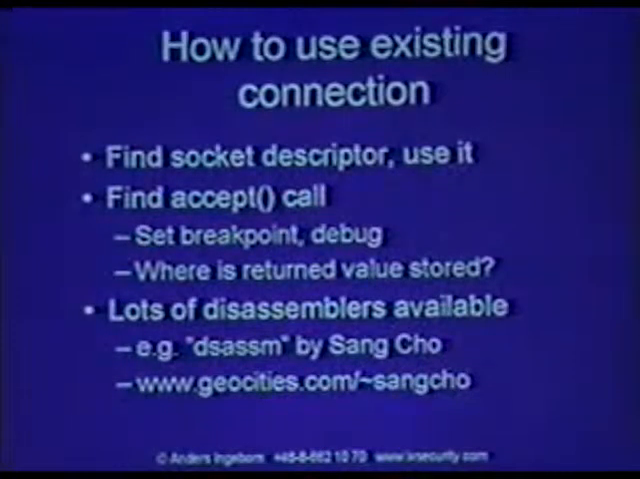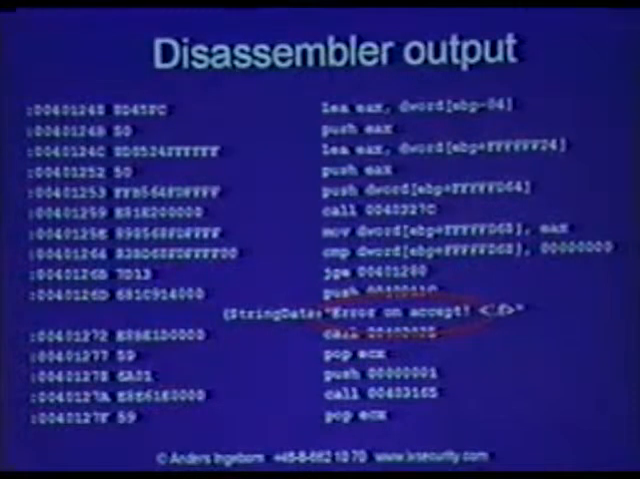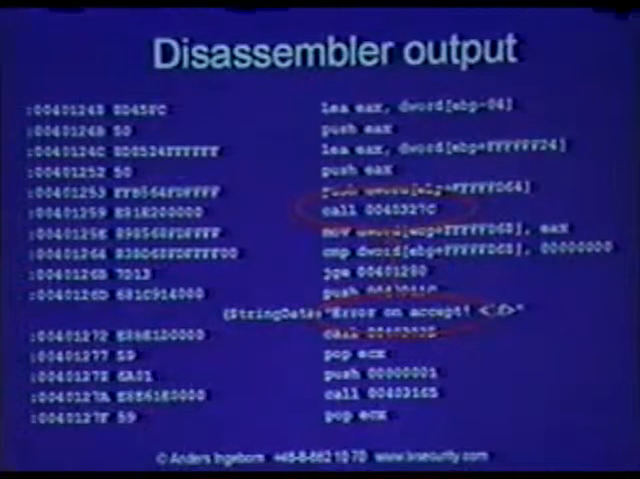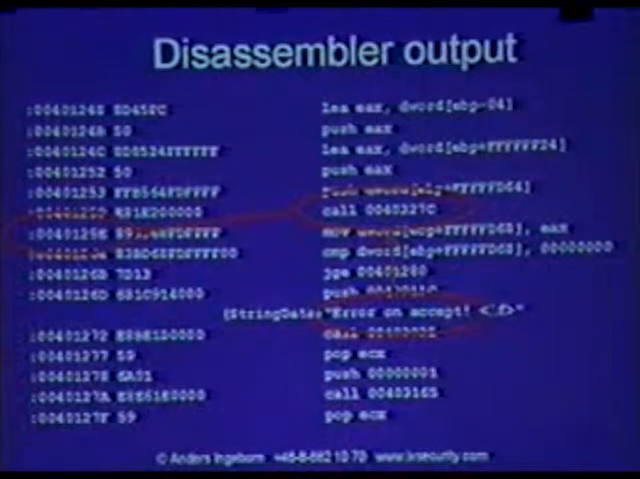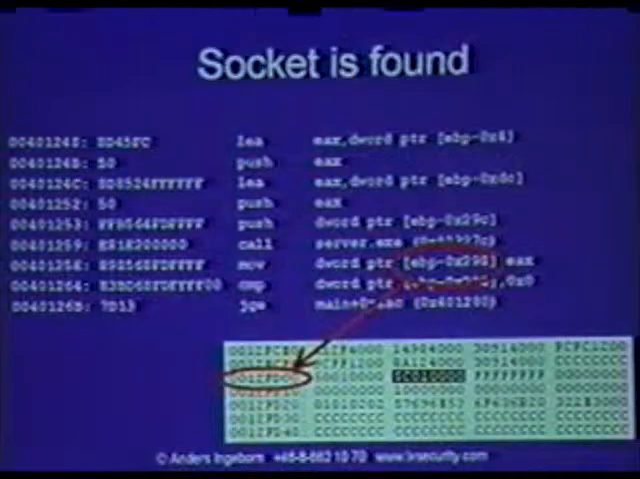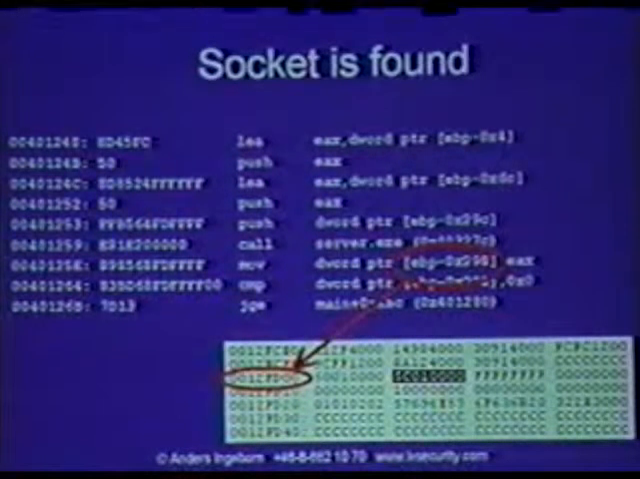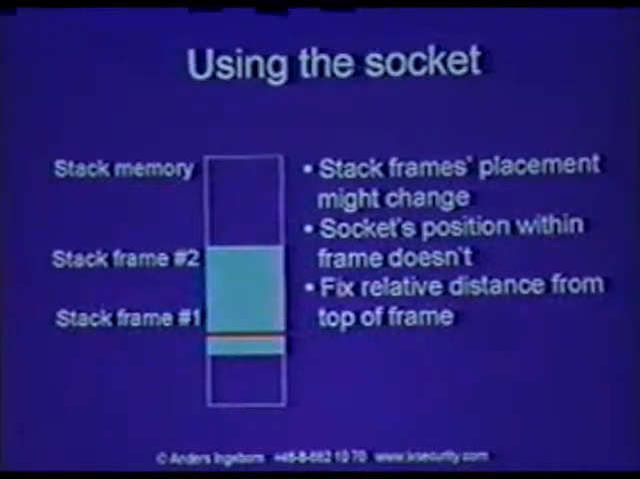There are plenty of disassemblers available on the internet, and that's just one example. That one's free. If you run a disassembler on the server that I'm providing, you will get this. And if you look through the disassembled code, you will find an error message that is quite useful. It shows us that the accept function is probably that one. And then we know that we can set our breakpoint at this address. Then we debug the program, and we get this. We see where the session socket is being stored. And then, okay, so we have found it.